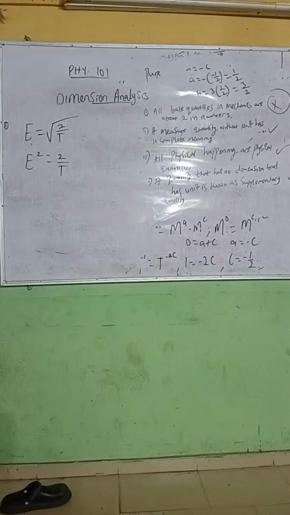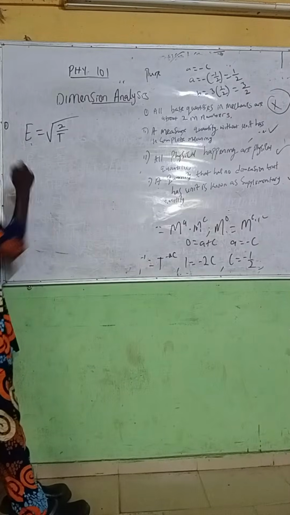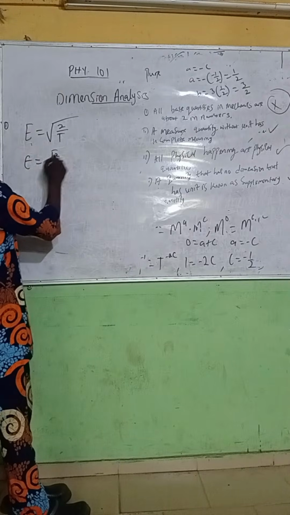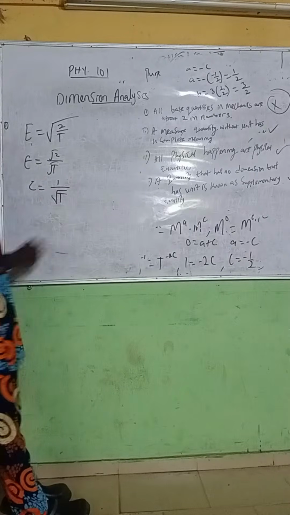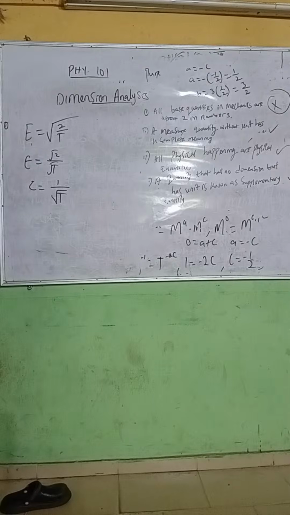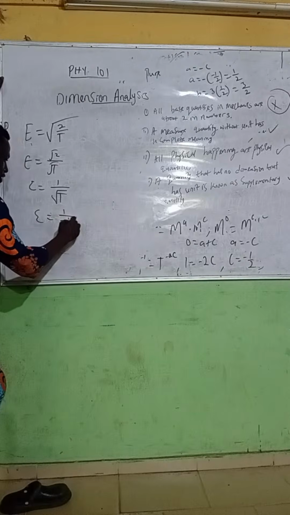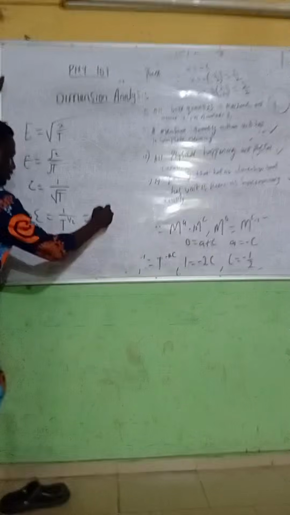And 2 has dimension of 1. T has dimension of 1. We are asked to find the dimension of E. E squared is T raised to minus 1. Now we remove the square. E equals root 2 over root t. E equals 1 over root t. Are we together? The root 2 has a dimension of 1. So E equals 1 over t, raised to the power 1 over 2, which is t raised to power minus 1 over 2.